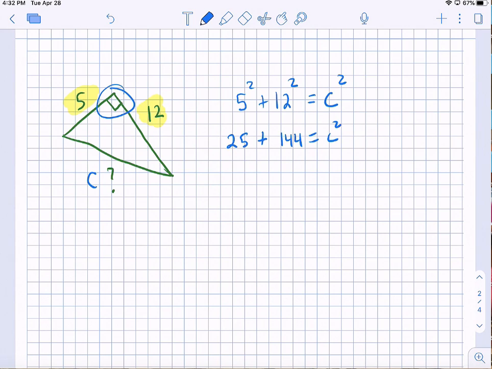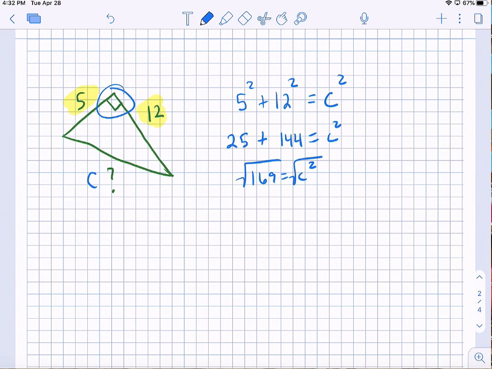And this is another thing too: the more you do these, the better you are at your squares, your perfect squares, and those numbers I would rattle off in class all the time. This is where I got to memorize them a little bit better, by using them here. But all right, anyway, add these up. That's 169 equals c squared.